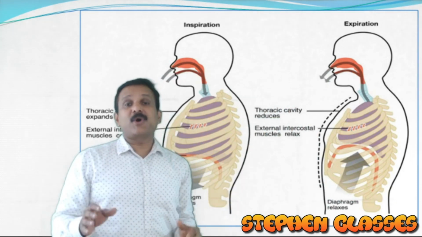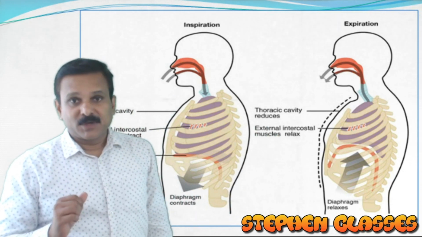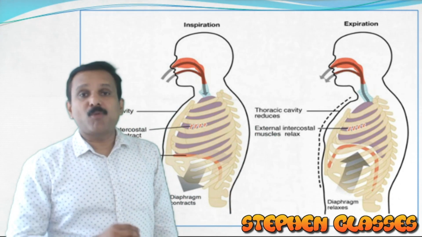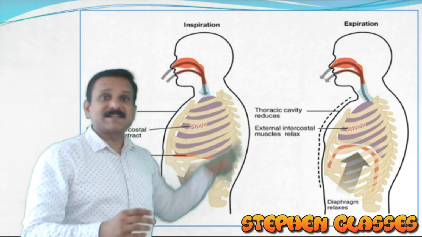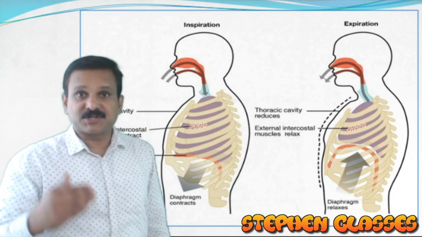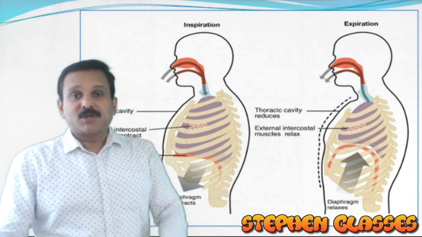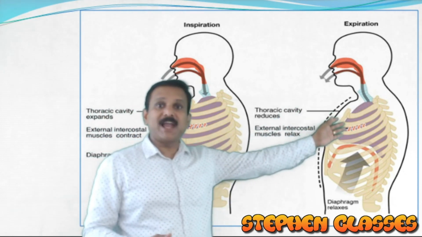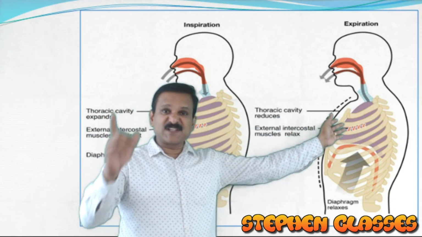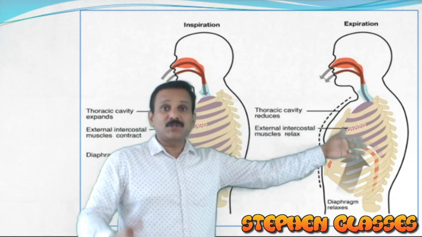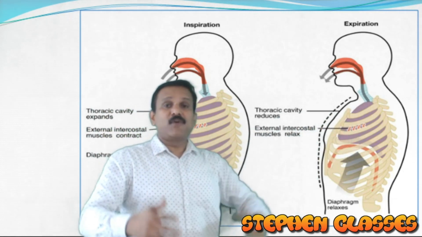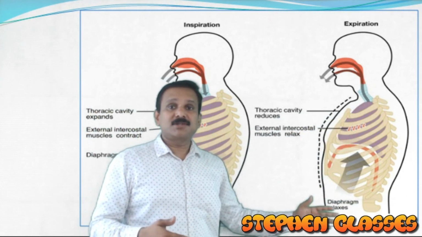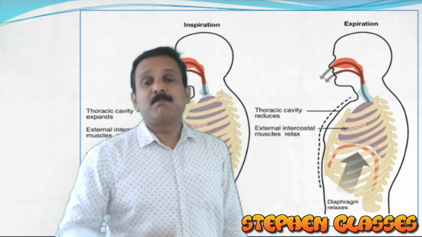At the same time, you should know about the forceful respiration. During forceful breathing, what happens? The abdominal muscles are also involved. Along with these muscles, abdominal muscles are also engaged during forceful breathing. Abdominal muscles will contract during a forceful expiration. Remember, during a forceful expiration, abdominal muscles have to contract. Then only we can forcefully expire. So abdominal muscles are involved only during forceful breathing.